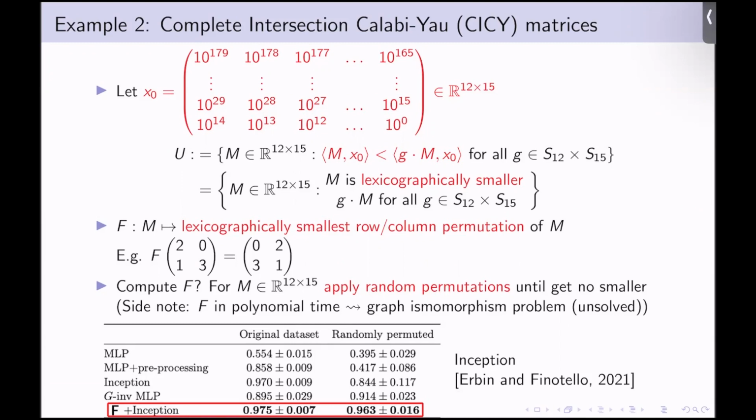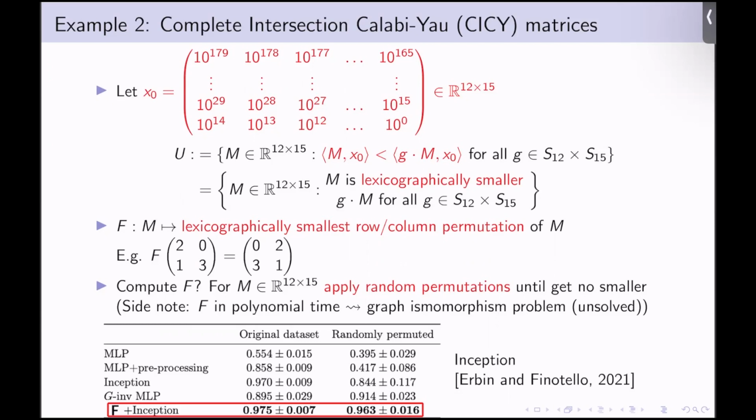The G-invariant multilayer perceptron doesn't get worse. In fact, it gets slightly better here, but again, not significantly better. But this is group invariant, so it doesn't care about permutations. And the MLP and the deep neural network, they're both helped by our fundamental domain projection, actually here quite significantly. So for this particular problem, which is slightly contrived, we find that the pre-processing is actually useful.